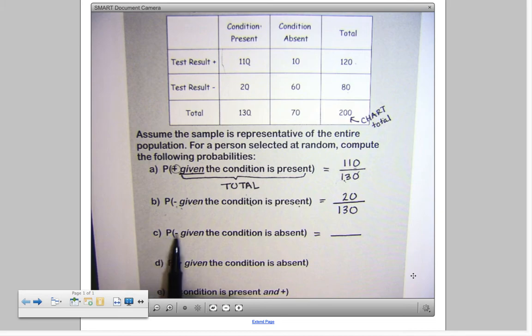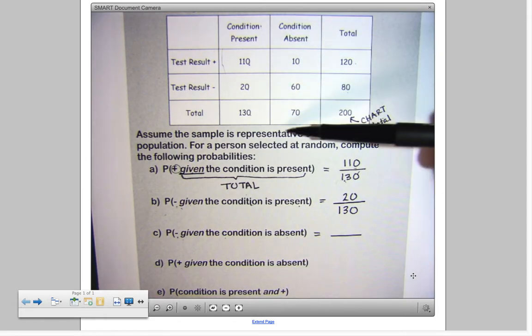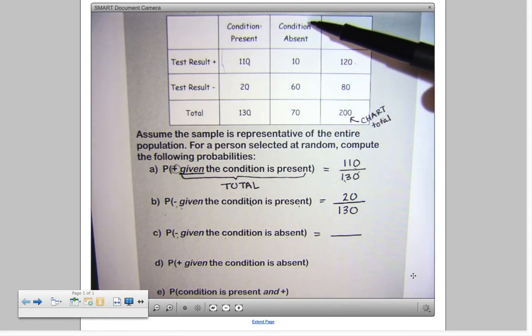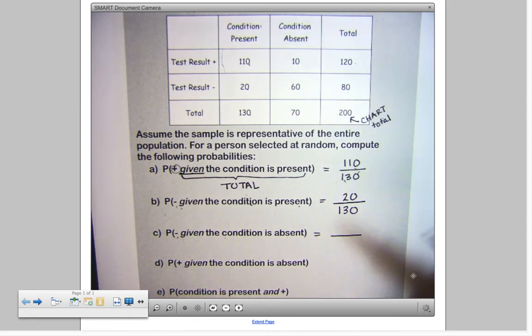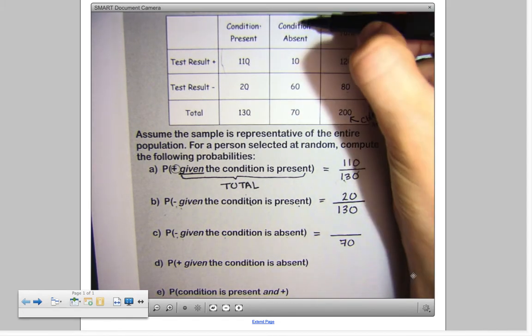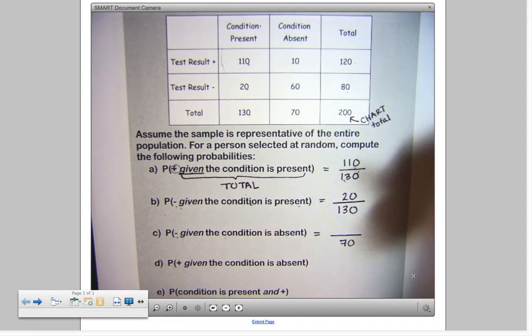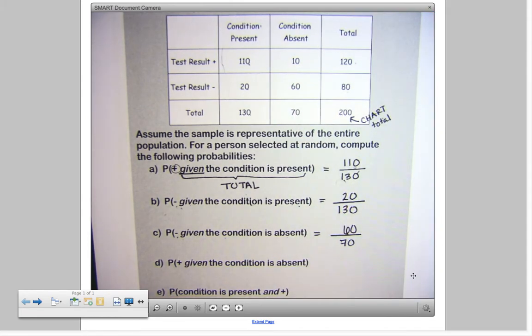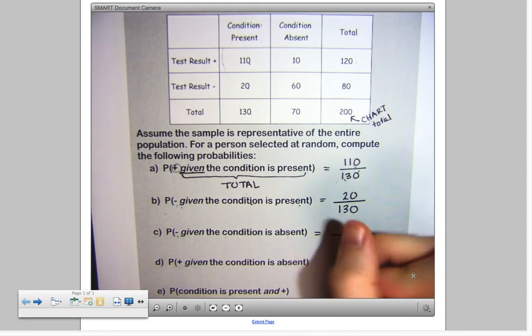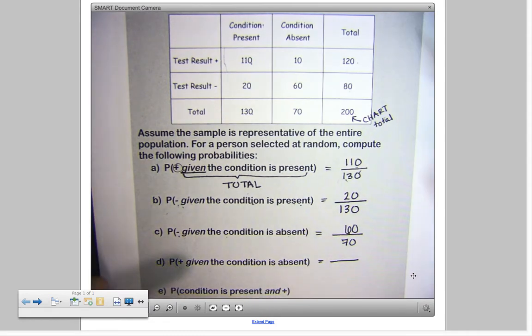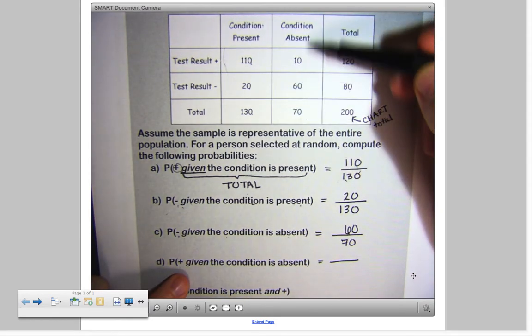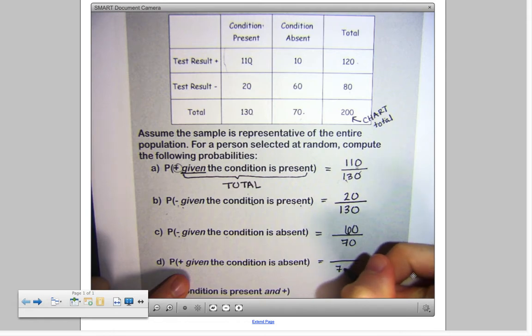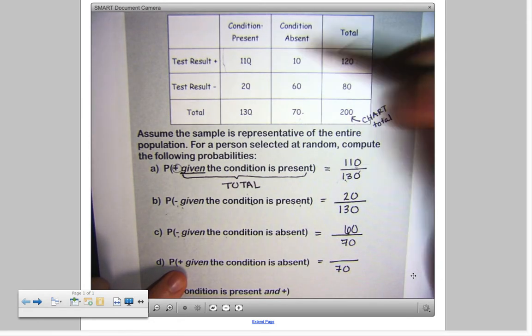Okay, so down here, negative, given that it is absent. So we're given absent. So we're going to look at this column here to see what our new total is. So here's the column of absent. The total is 70. And in this column, the only ones that are negative are 60. And so down here, positive, given that it's absent. So again, we're given it's absent, so we're looking here. The total for absent is 70. And the total positive under that is 10.